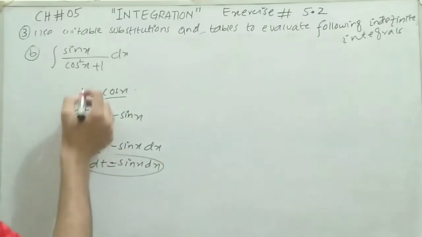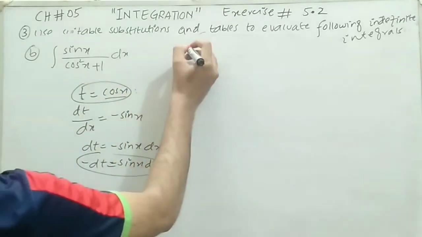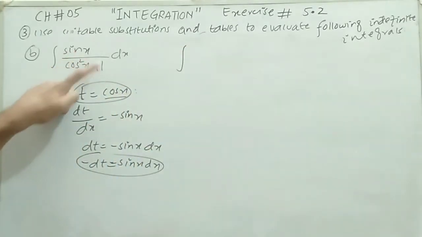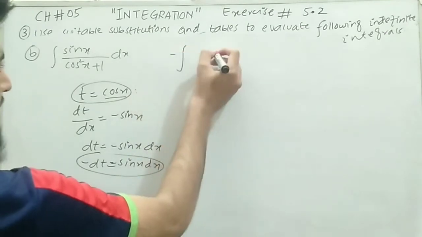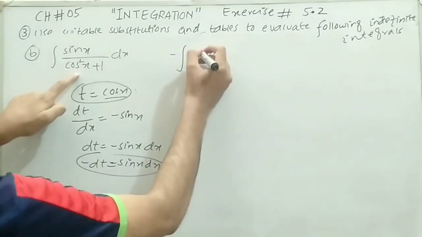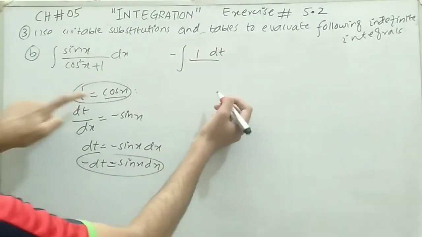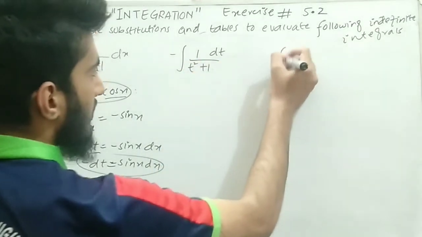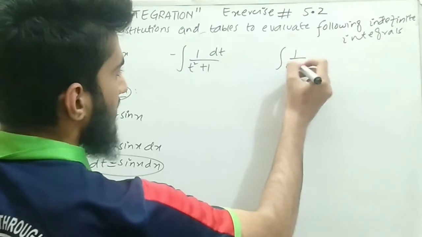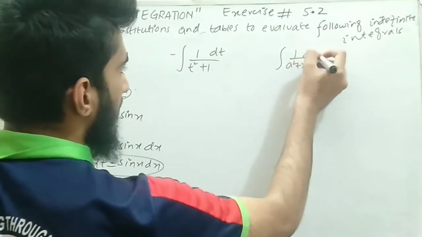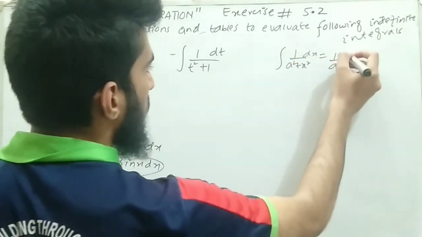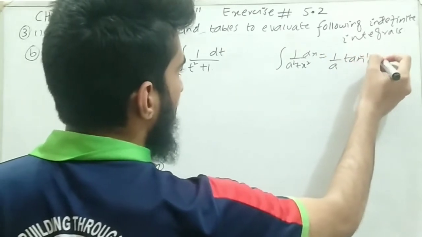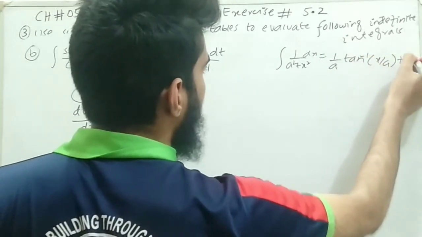Now we will put this value and this value in the given integral, so it becomes an integral of sin x dx, which is minus dt, so minus of dt, and 1 over cos square x plus 1, so cos x is t, so 1 over t square plus 1. Now we will use the integration formula that the integral of 1 over a square plus x square dx will always be equal to 1 over a tan inverse of x divided by a plus constant of integration.